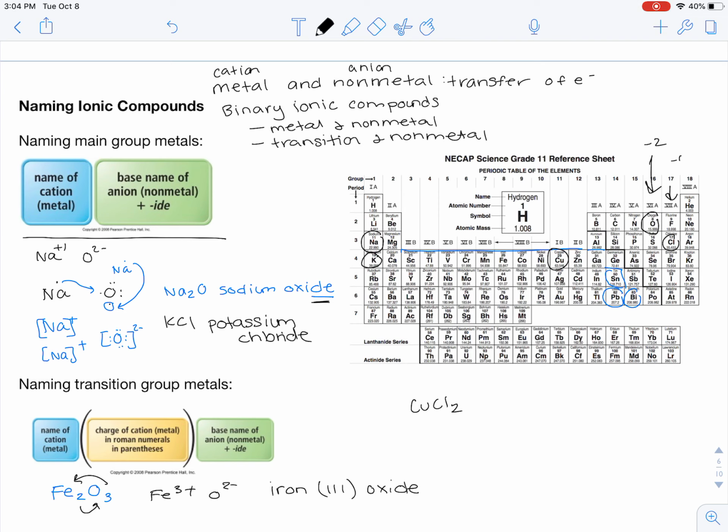Well, when there's no subscript, it's like an imaginary 1. I know chlorine is -1, so there needed to be 2 chlorines to form this compound, so copper is +2. So therefore, you would write the name copper, the name of the metal, parentheses, the charge, 2, and then chloride.